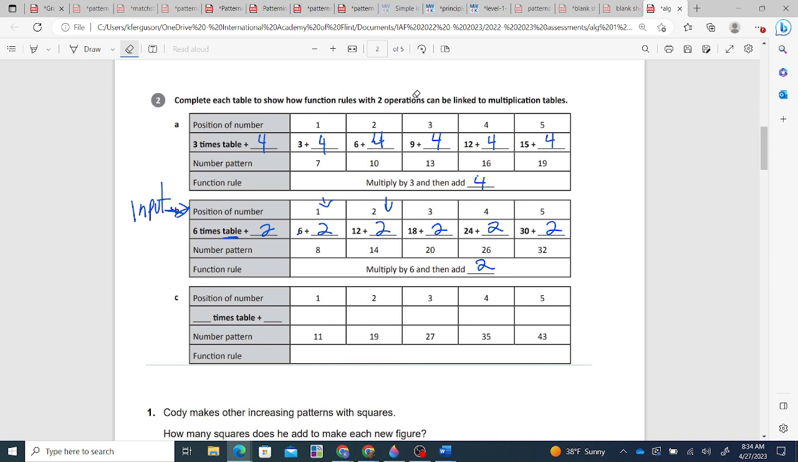Okay, let's try 8. So I've got 1 times 8 plus 3. What's 2 times 8? 16 plus 3. Then I got 3 times 8. It's 24 plus 3. And then I got 4 times 8. That's 32 plus 3. Then I got 5 times 8. That's 40 plus 3.